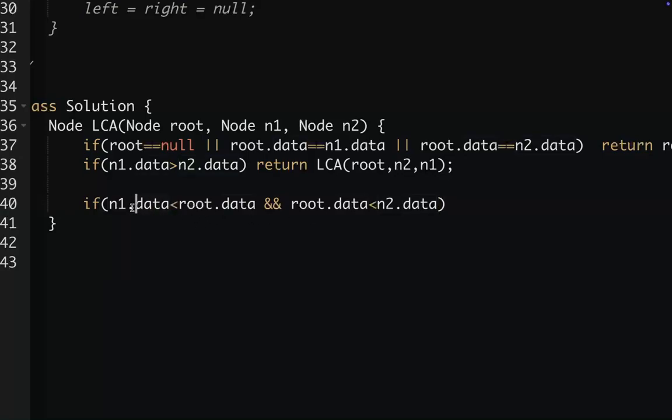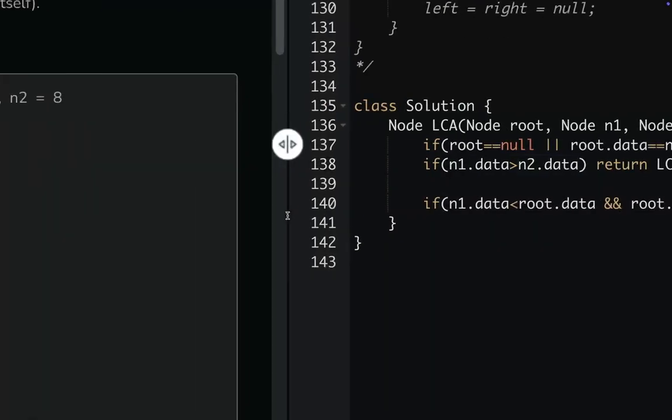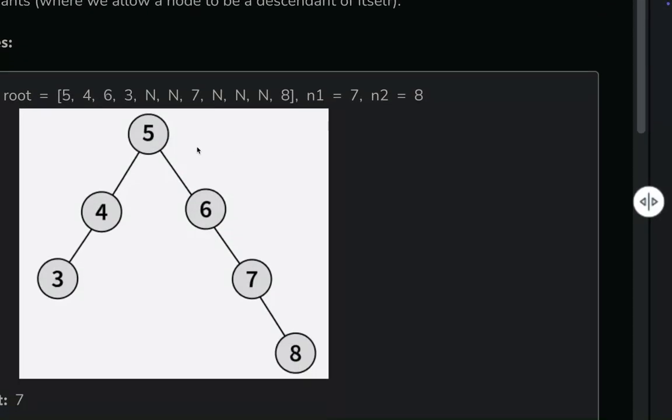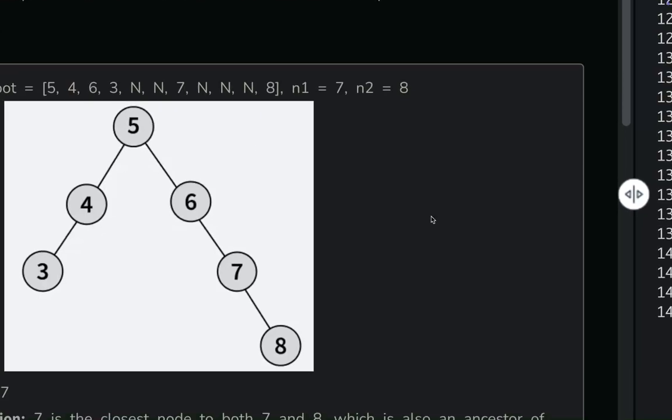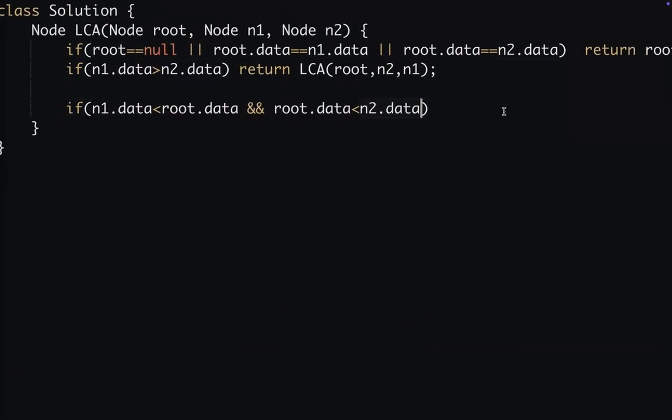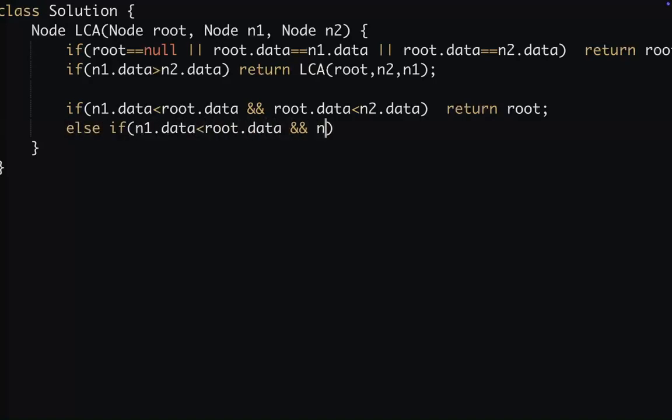n1 is smaller, so it is present on the left side, and n2 is greater, so it is present on the right side. Let's suppose for this example we have been given 3 and 7, and the current node is 5. Is 3 on the left side? Yes. Is 7 on the right side? Yes. So your answer is 5. So just return your root. Root is your answer. Else if n1 is smaller than root and n2 is also smaller than root.